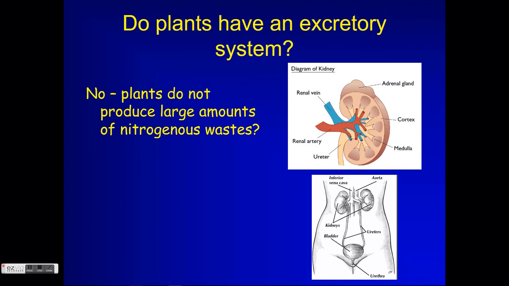So this one becomes a really easy, simple thing to remember. When asked whether or not plants have an excretory system, remember the answer is no. They just don't produce a large amount of nitrogenous waste.